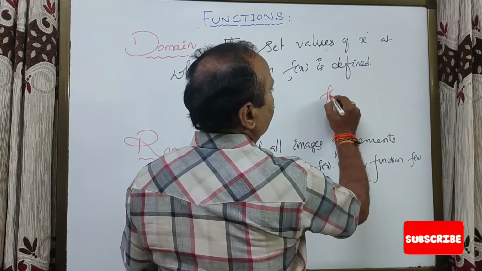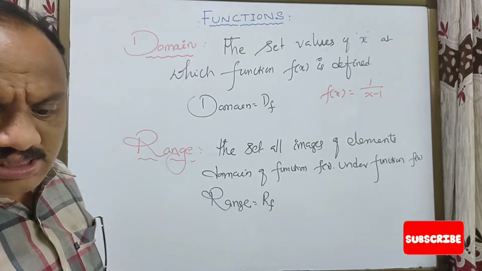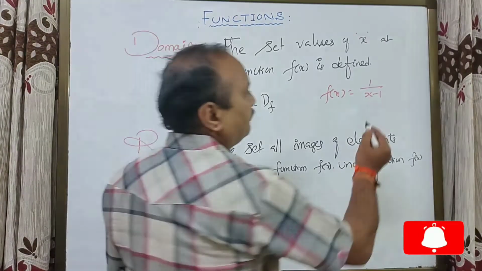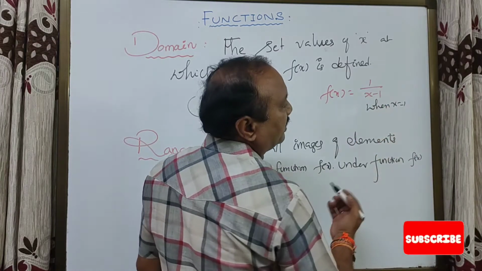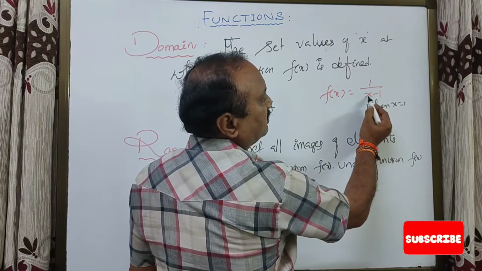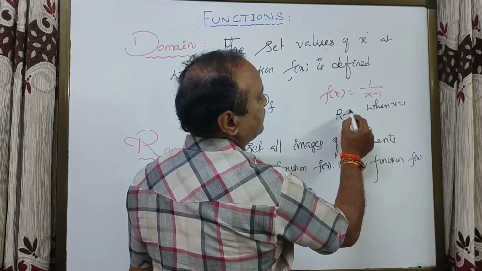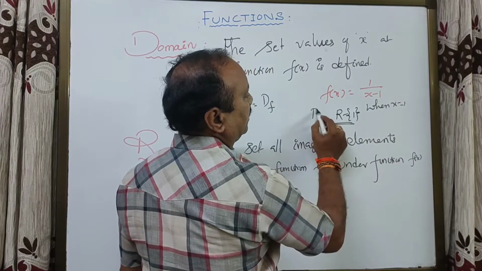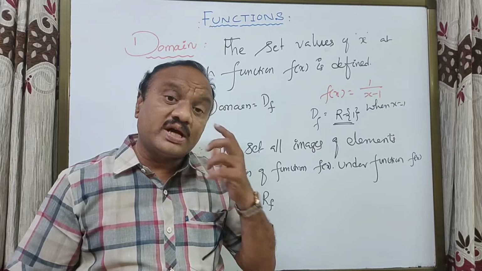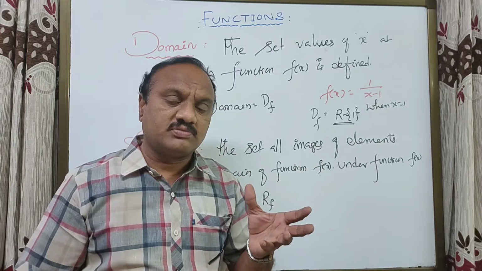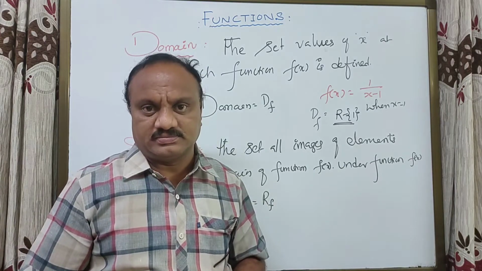For example, take f of x equal to 1 by x minus 1, students. See, that function is undefined when x equal to 1. When x equal to 1, it becomes 1 by 0, undefined. For the remaining values of x, this function is defined, that means the value exists. So the domain of this function is R minus {1}. My dear students, we have to remove the elements from the real number system at which the function is undefined.